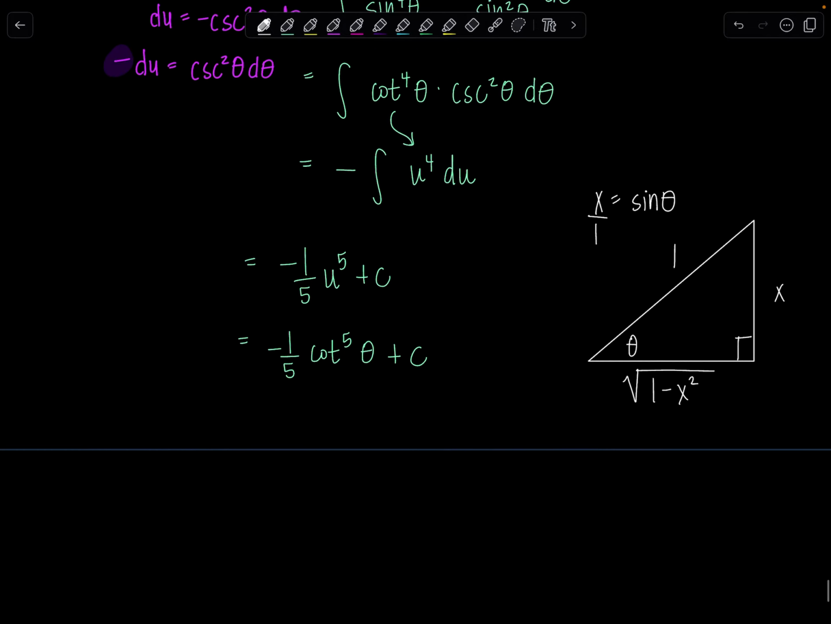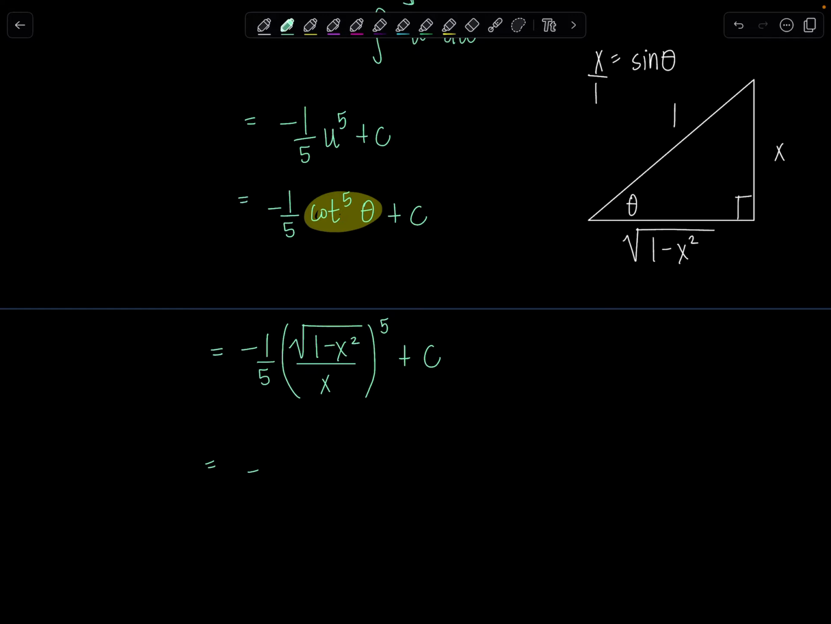And then now, using my triangle, I can see cotangent of theta is the ratio of adjacent over opposite. So that's going to be the square root of 1 minus x squared over x, to the 5th, plus c. The back of the textbook where I got this problem from left it like that. So I guess you can leave it like that too.